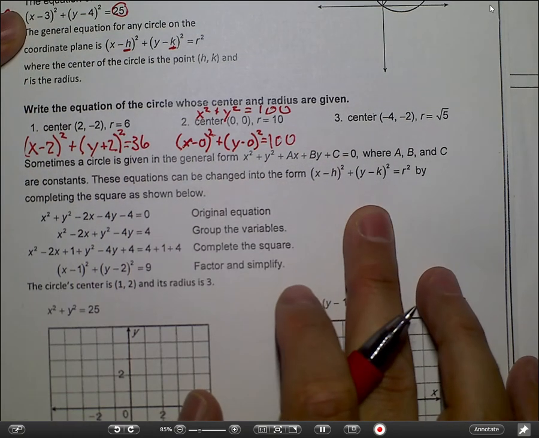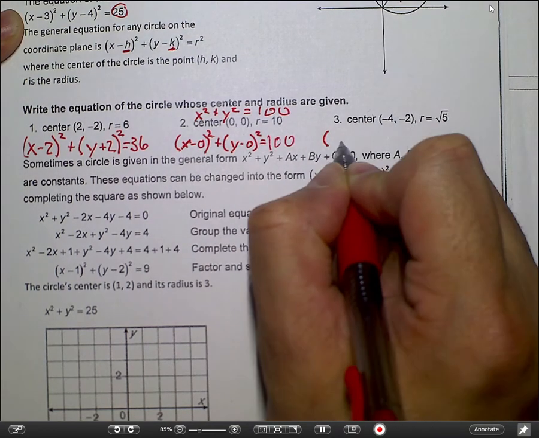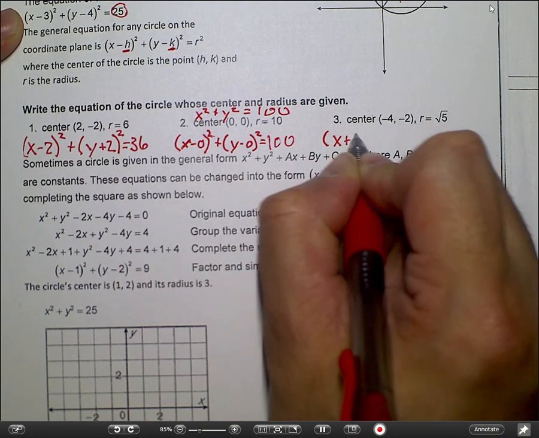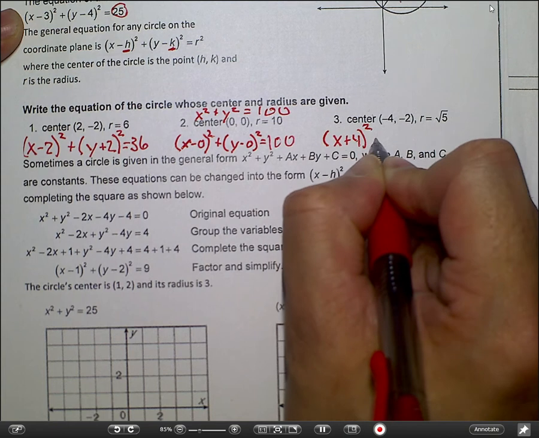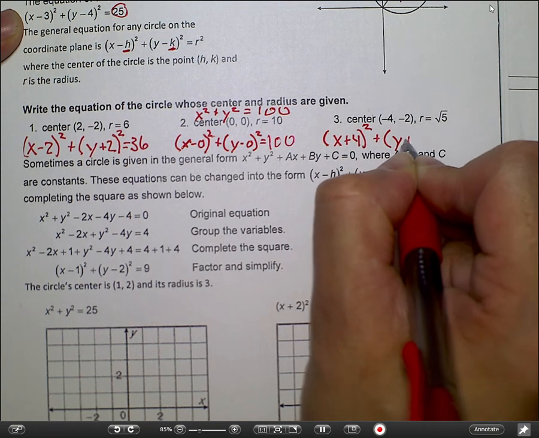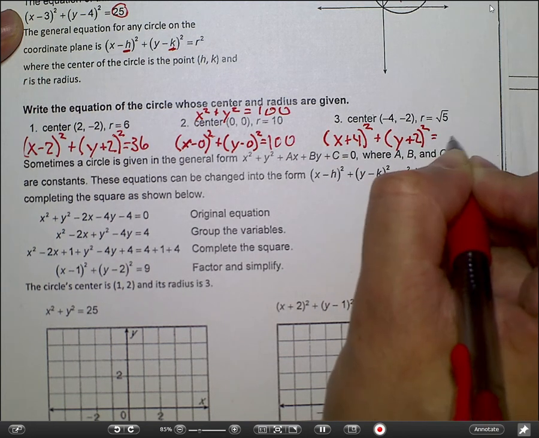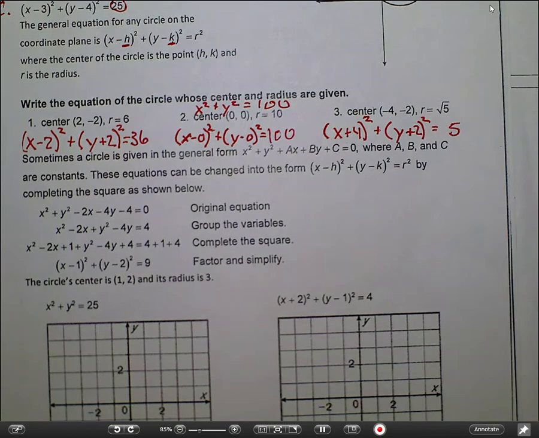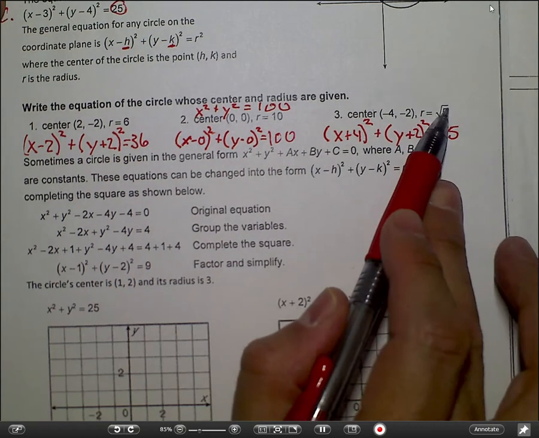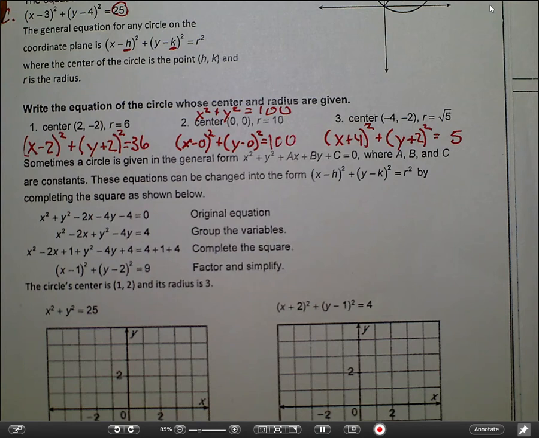All right, let's see what we got. Class, okay, what am I going to have? X plus 4. Very good. Plus y what? Plus 2. Close. Equals 5. Very good. Because the square root of 5 squared is just going to give you 5, because the square is going to undo my square root. Good job. Now, this next part is what we're going to need to do on the paper underneath.